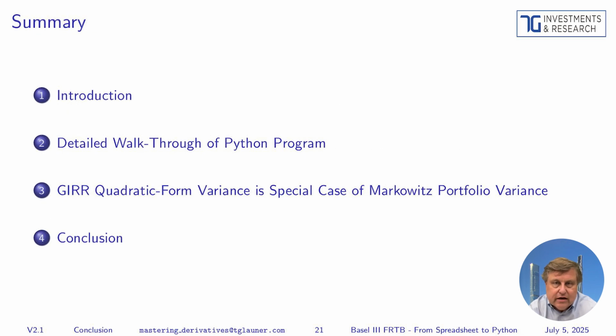So, we began with a quick introduction, then walked in detail through the Python code line by line. We briefly showed that the GIRR delta variance is just the Markowitz quadratic form variance in disguise. And finally, we wrapped up with the key takeaways and next steps.